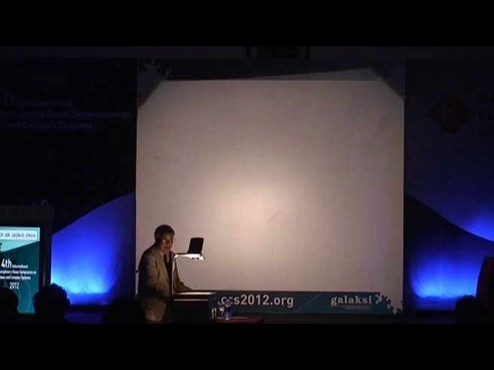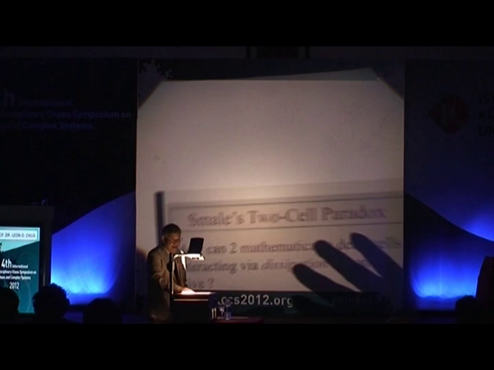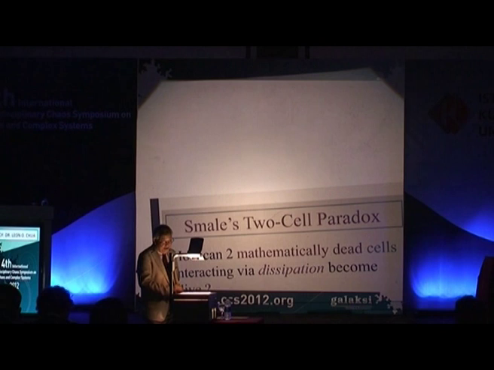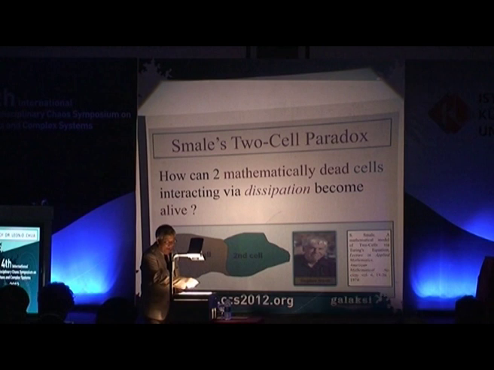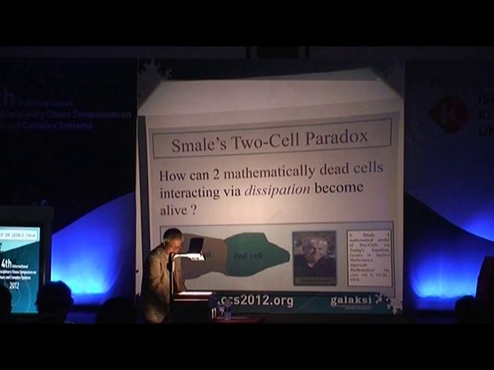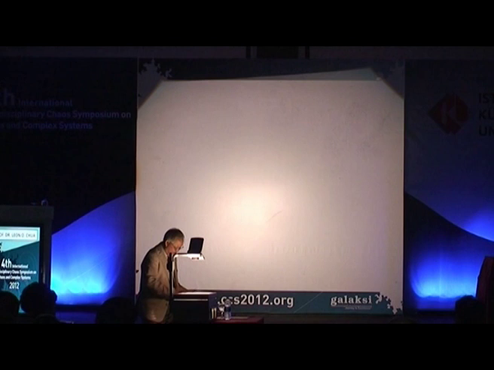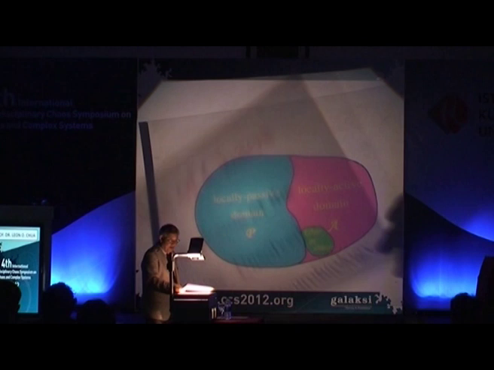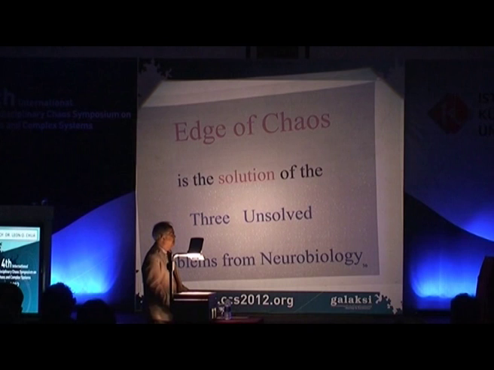And finally, the third unsolved problem is Snell's true self, because until today, until I'm telling you, this remained unknown. How can two mathematically dead cells interacting via this equation become alive? This is Snell, and again, the answer is that the two cells are poised on the edge of chaos. They are all in this little region that makes all these wonderful things possible. So, edge of chaos is the solution of the three unsolved problems from neurobiology.